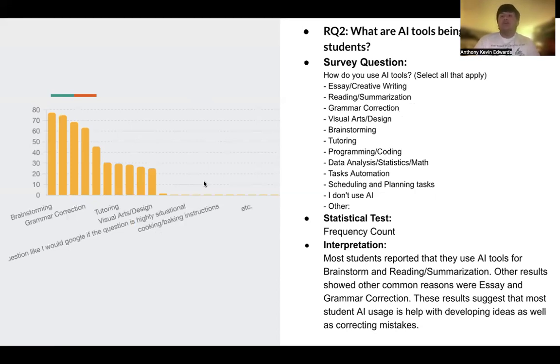For our second research question, we tried to determine how students use AI tools. Some examples we have for why students use AI tools are essay and creative writing, reading and summarization, grammar correction, tutoring, and brainstorming, to list a few. Here we have another frequency count for our statistical test. We saw that most students reported that they use AI tools for the purpose of brainstorming and reading and summarization. Other high counts included essay writing as well as grammar correction. This suggests that most students use AI for helping them develop ideas as well as correcting mistakes.